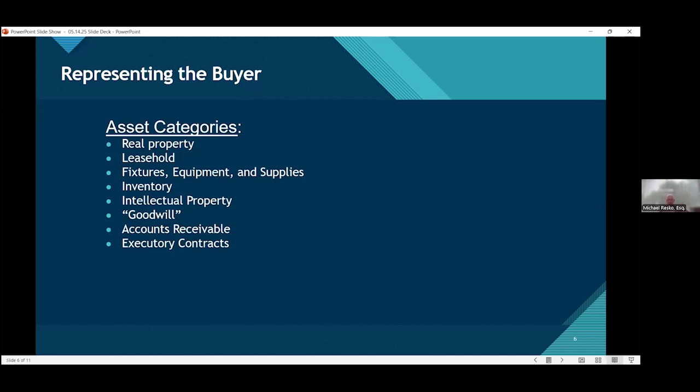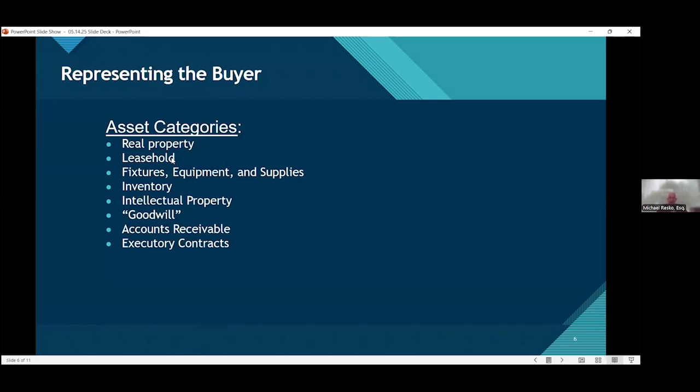I'm going to pass over inventory and come back to it, right? Intellectual property, goodwill, accounts receivable, existing executory contracts, right? If any of these are included in your transaction, there's due diligence that needs to be done. We're all familiar. If you're a real estate attorney, you're all familiar with the due diligence that needs to be done with regards to real property.